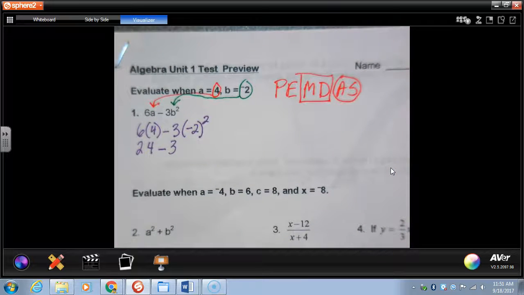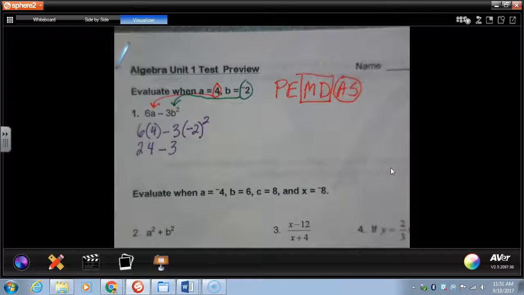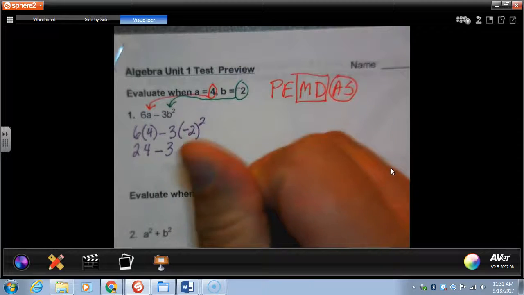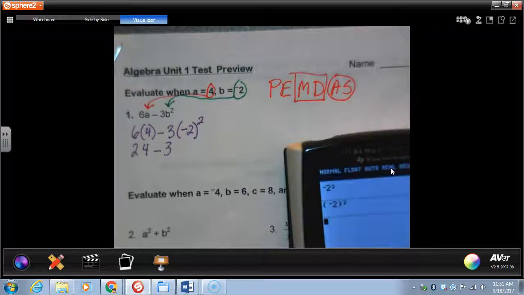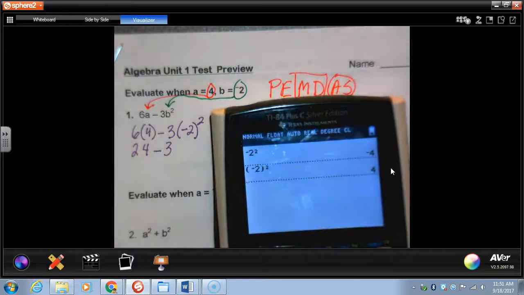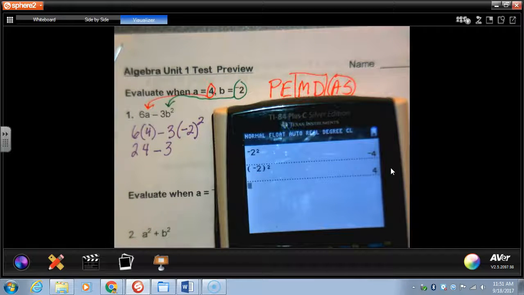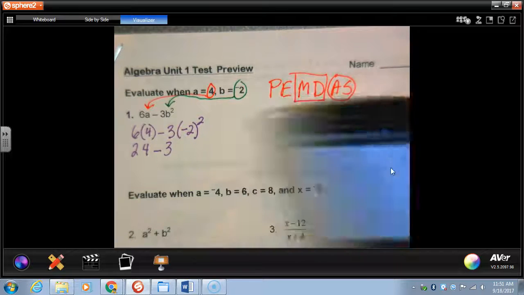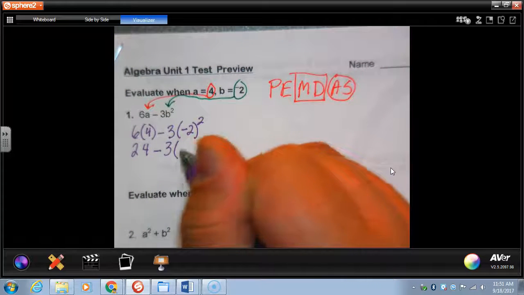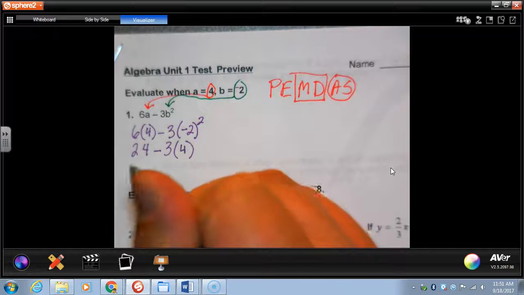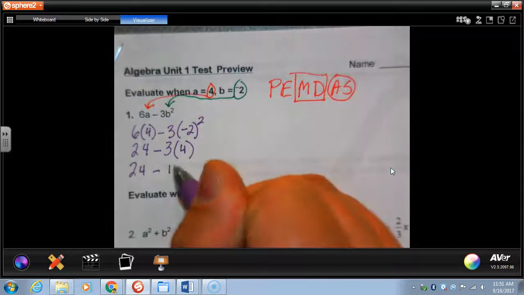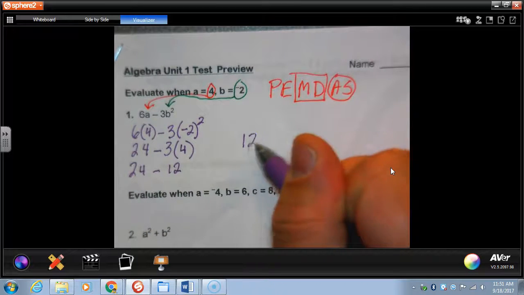Please use parentheses around negative numbers and fractions. Okay? Use parentheses when you're dealing with negative numbers and or fractions. So 3 times 4, I get 24 minus 12, which equals 12.